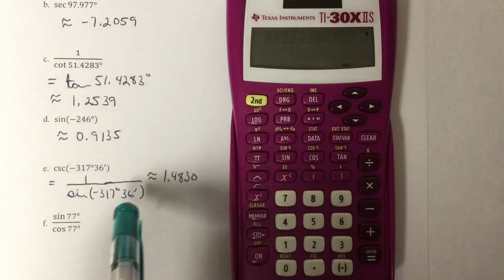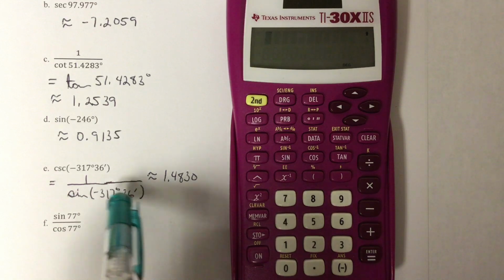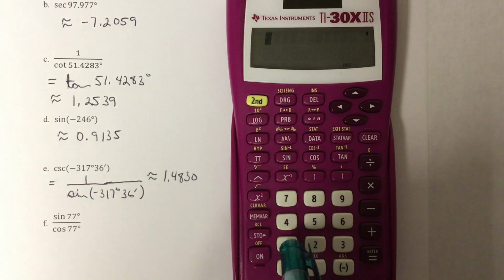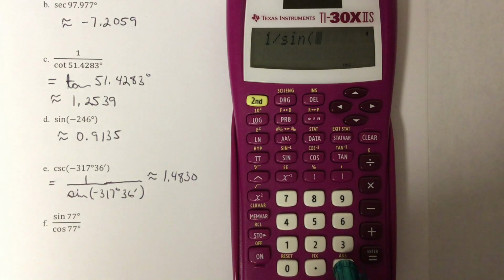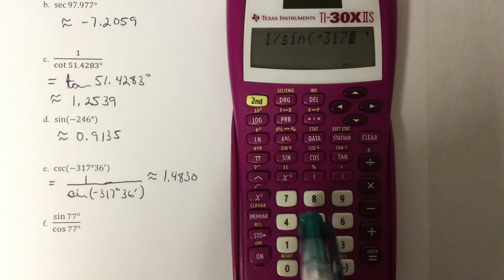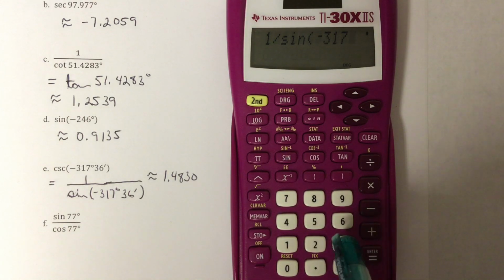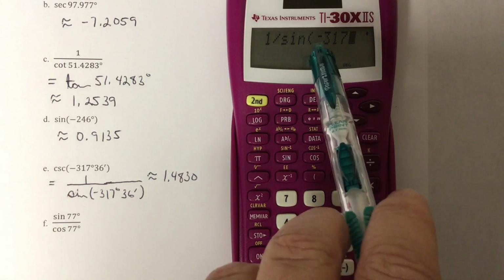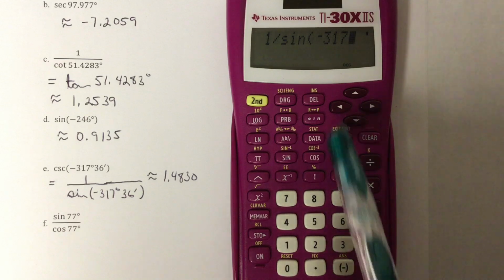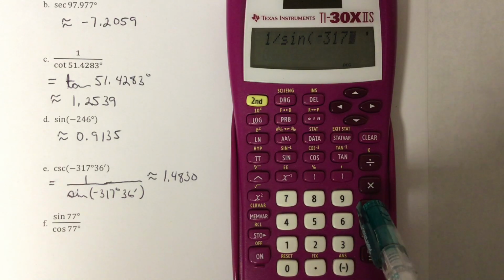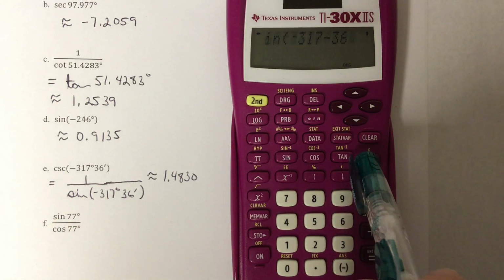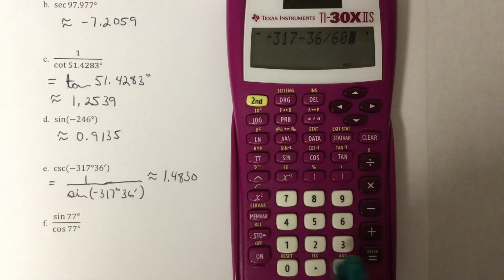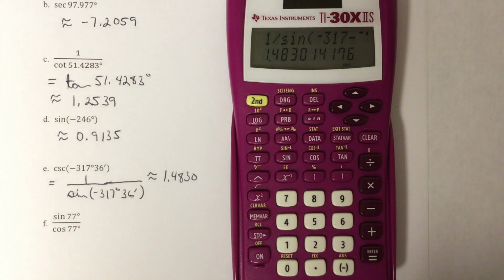And now let's go back and try this again, but without the degrees, minutes, seconds button. So again, I'm going to start with 1 over sine, and again, I'm going to enter my negative 317 degrees, but now instead of adding 36 over 60, I need to actually subtract 36 over 60 because my angle is negative, so I need what I'm tacking on to also be negative. So negative 317 degrees minus 36 sixtieths of a degree, and there you can see we got the same answer.